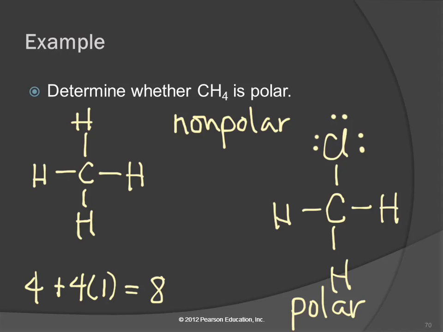If we're thinking of the other method, the shape is tetrahedral, but is it symmetrical? No, you've got chlorine in there who's really strong, and you've got hydrogens that are really weak. Even if they're pulling in opposite directions, it's not going to balance out.